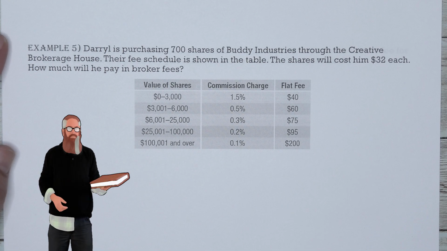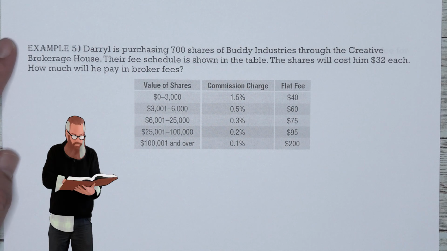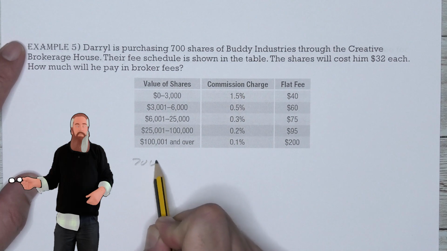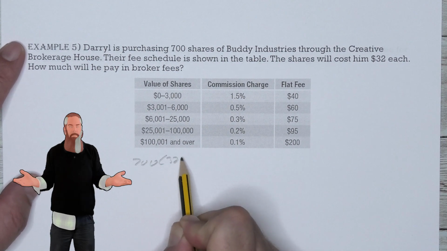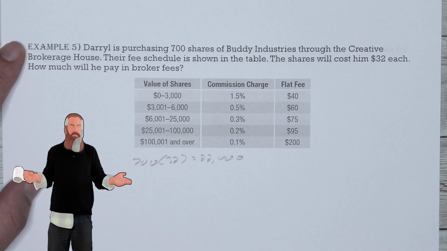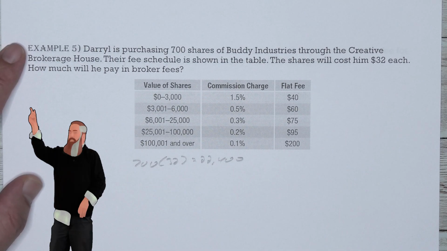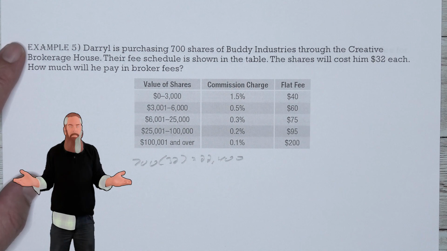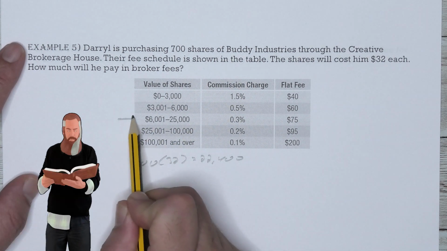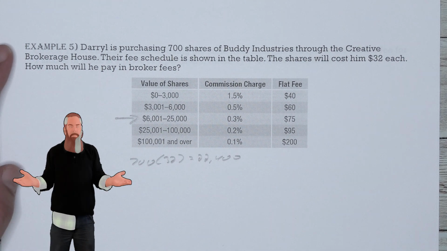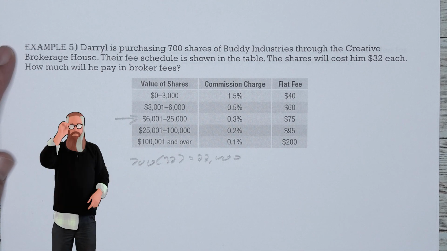Darryl first has to find the total value of his purchase to see which line of the table he's going to use. He multiplies the number of shares by the purchase price. So 700 times 32 is going to give us 22,400. He looked in the first column of the table and found the interval containing 22,400 and sees that the fee is 0.3% of the value of the shares plus a flat fee of $75.